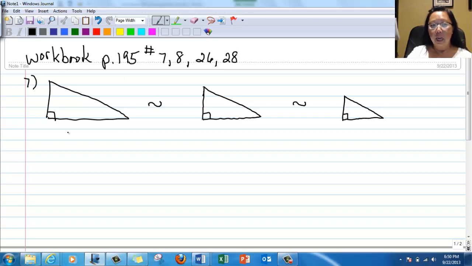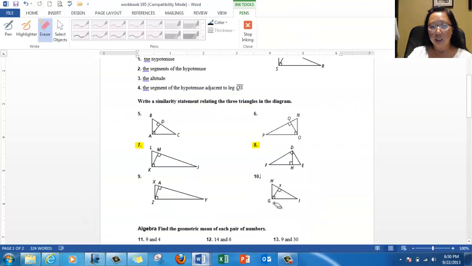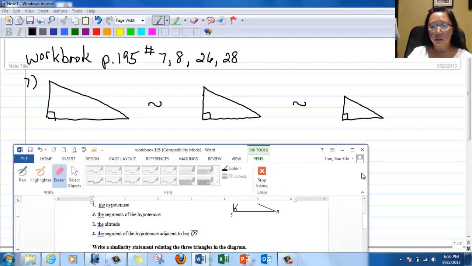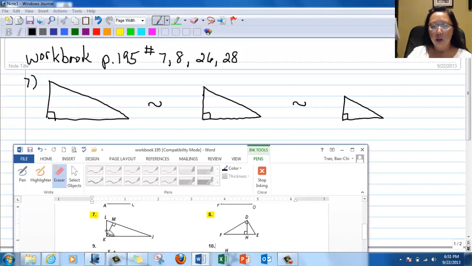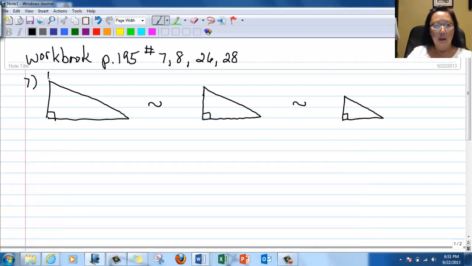Now let's go find the letters so we can put the letters in the right corners. I'm going to make this page smaller so I can see both screens here. Okay, look at number 7. This large triangle has L, K, and J. So that's what I'm going to put. L, K, and J.